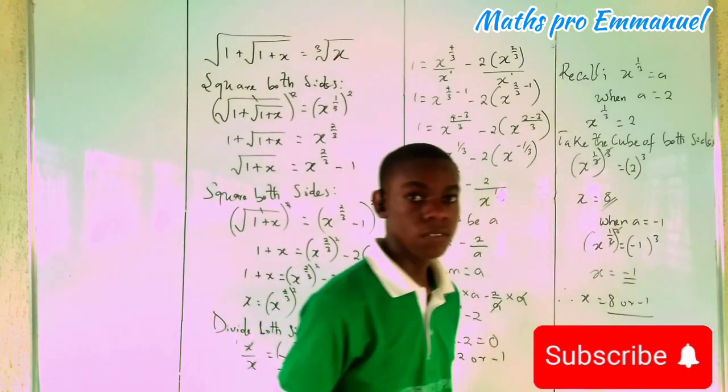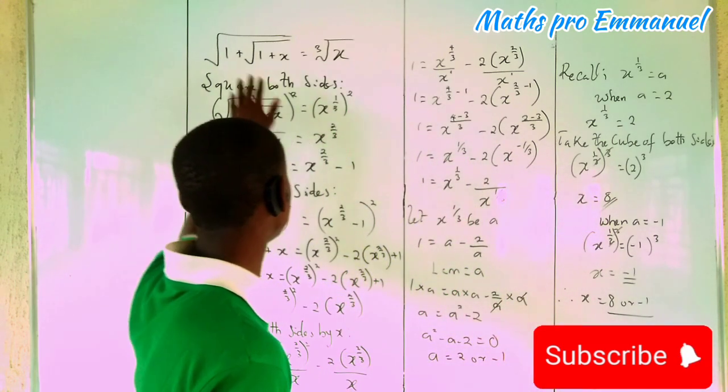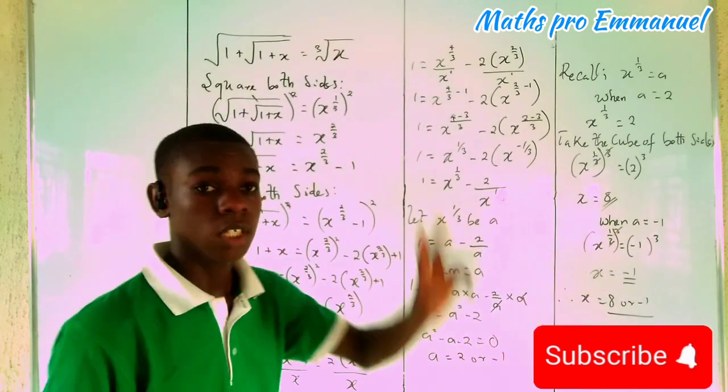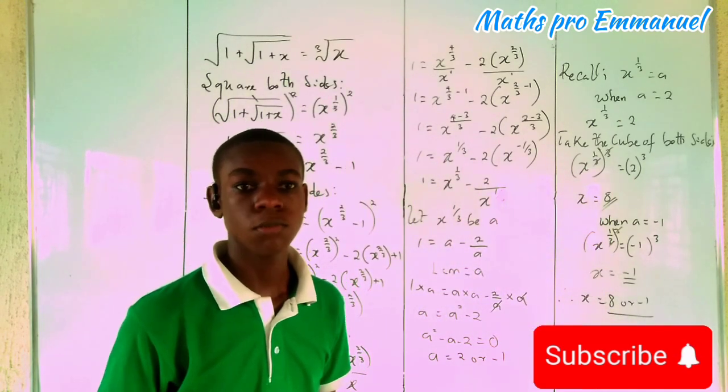And this gives the final answer to this equation we have on the board. If you substitute these values into the equation, you discover that the right hand side is equal to the left hand side.